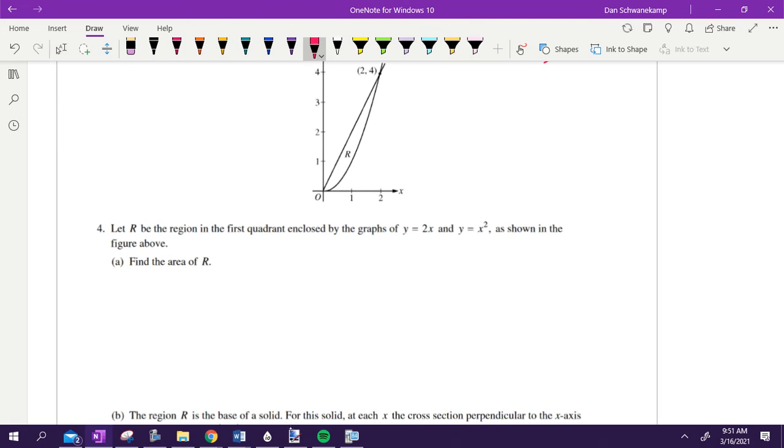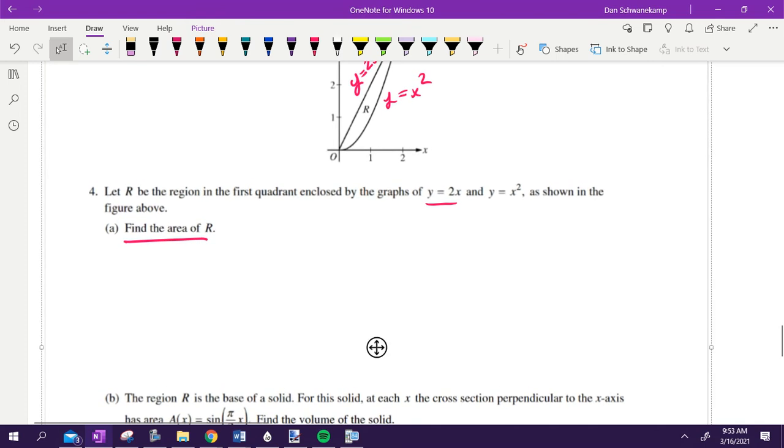Let R be the region in the first quadrant bounded by y equals 2x. That's that top line. Y equals x squared. Find the area of R. It is non-calculator. Go ahead and find that area. Set it up. Talk with your neighbor. Get an answer. Go. Think about it. It takes some time. Here we go.